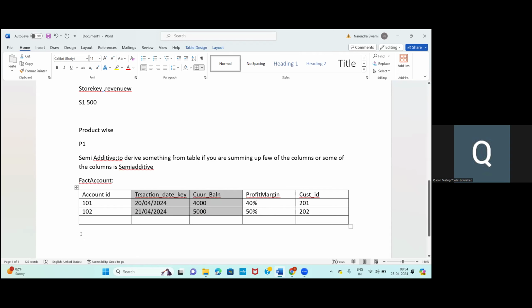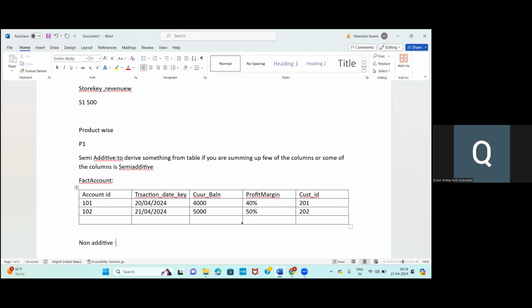Okay. And non-additive is something like that. From this table, we are deriving by using the profit margin. This is related to the bank profit margin, not related to the particular customer. Not related to the customer's particular account. So you are using only one column to derive something, and that is called non-additive.